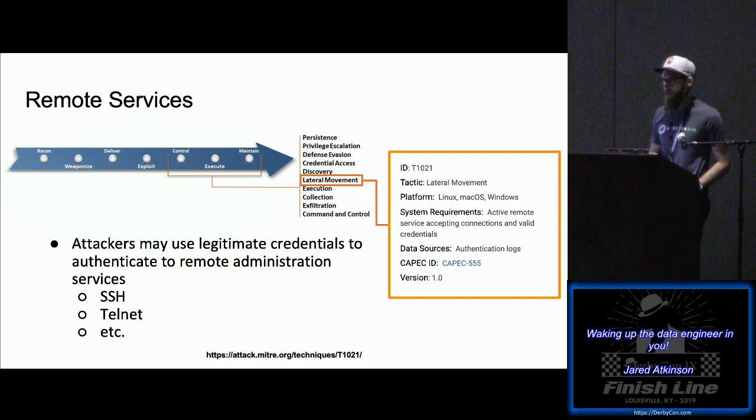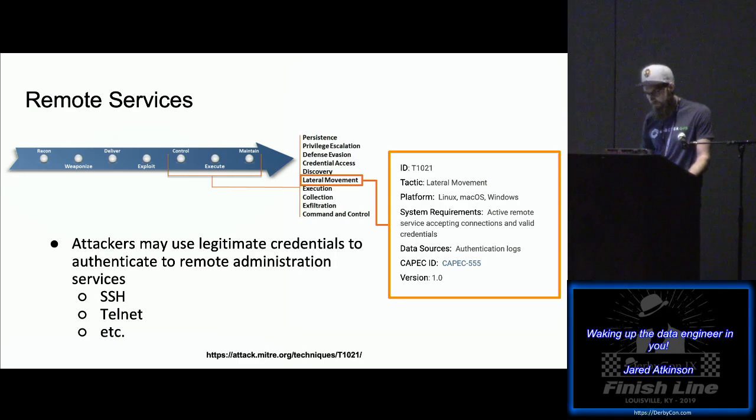And so this is just a really good starting point, probably not comprehensive, but it just gets you an idea of what's going on. What they actually say is, hey, remote services is used for lateral movement. Attackers end up using legitimate credentials to access these services that are meant for remote administration. Things like SSH, Telnet, WMI, RPC, Windows Remote Management, those types of things.